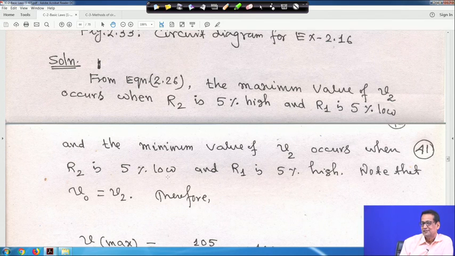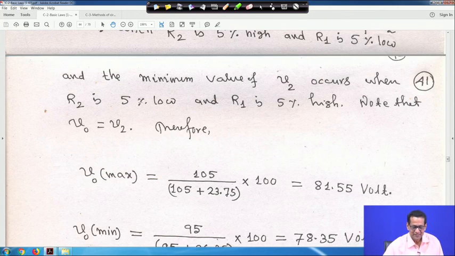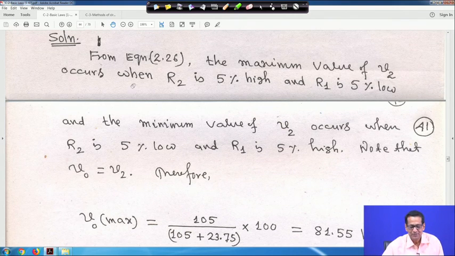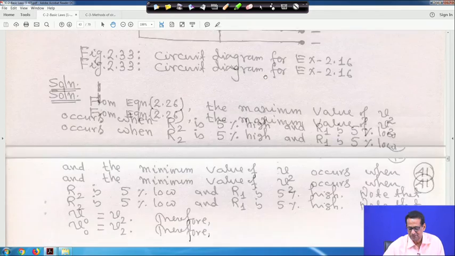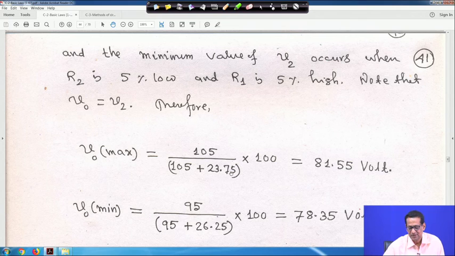This is not solved here. This is an exercise for you, but in that case what will happen: V0 max will happen when R2 is 5% high and R1 is 5% low. So, R2 being 5% high means it will be 105, and R1 being 5% low means it will be 23.75, whatever it comes. So, that is V0 max, which will be 81.55 volts.